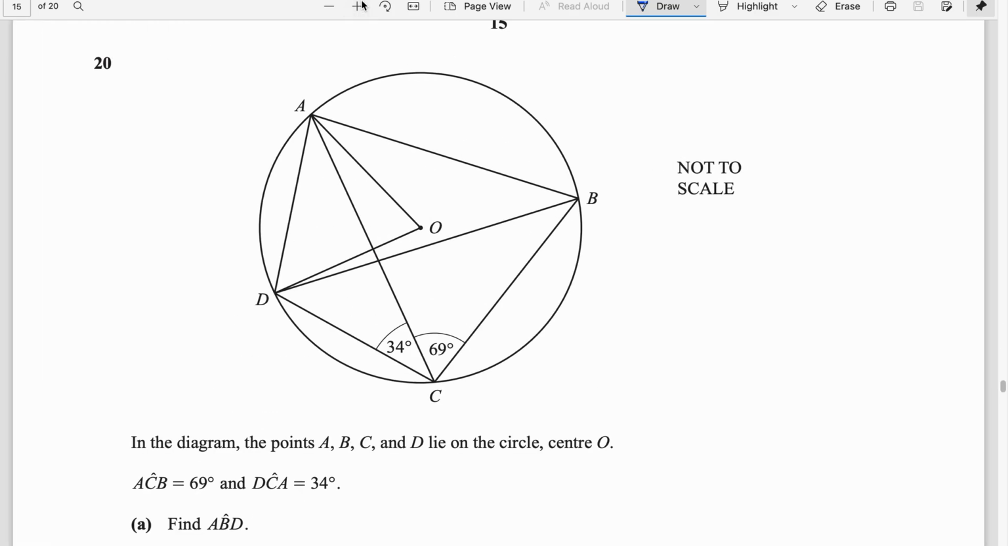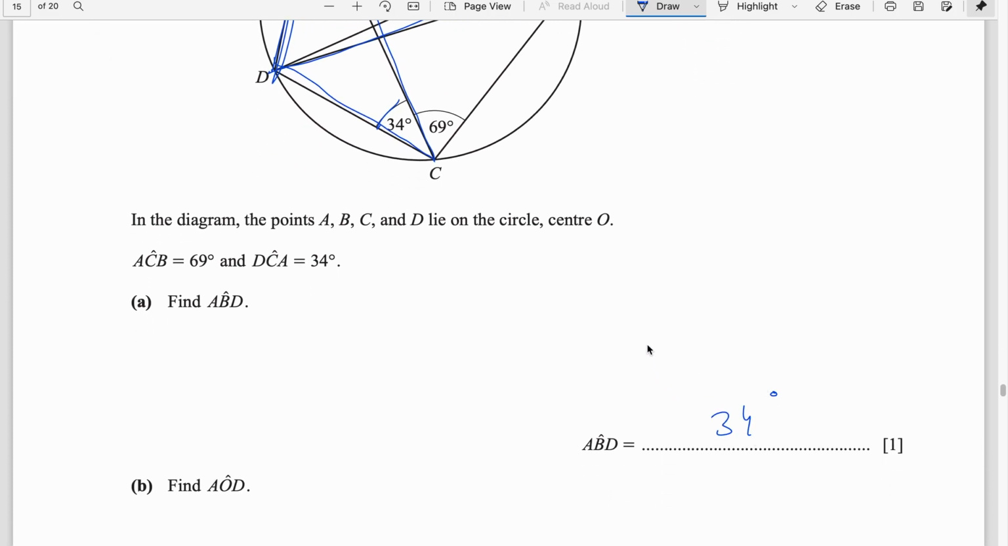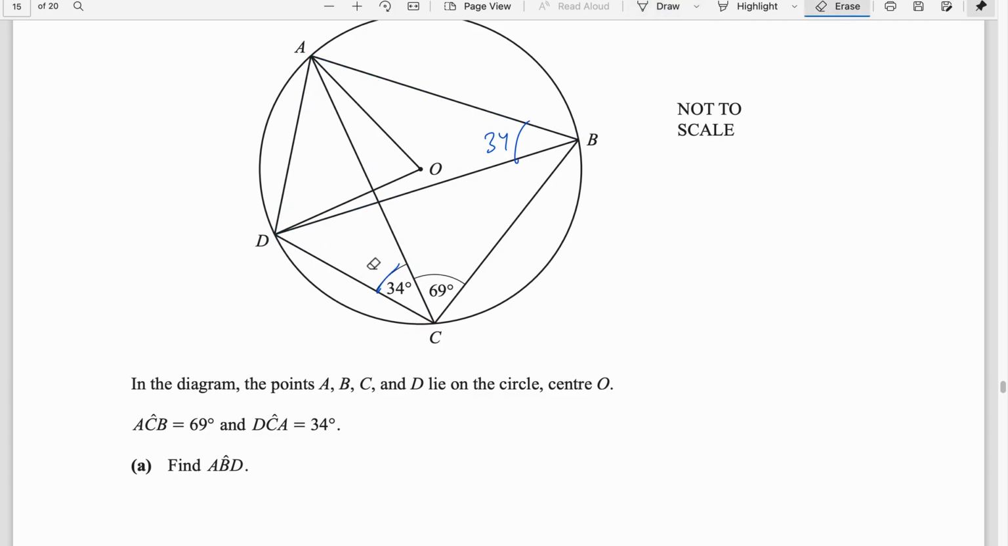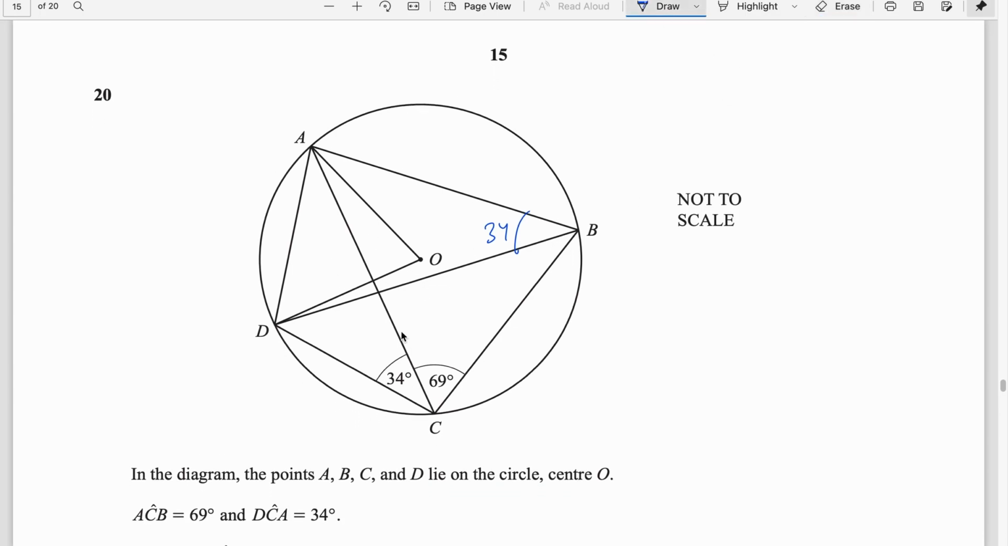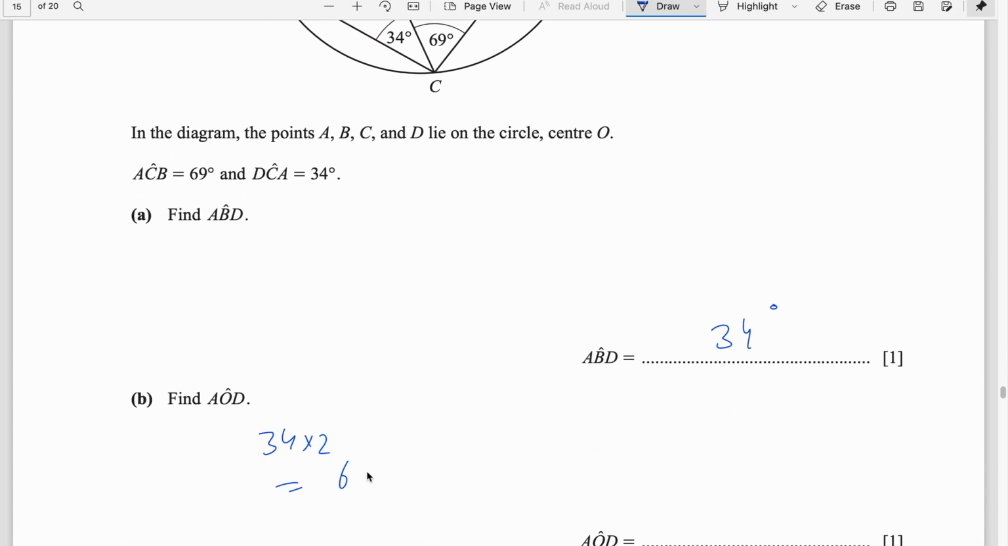Question number 20. Circles. In the diagram, points A, B, C and D lie on the circle center O. ACB is 69, DCA is 34, find ABD. So this is A, this is B, this is D. If you can figure out, you'll see that these two angles are angles in the same segment which lie on chord AD. So 34 and 34 each. ABD is 34 degrees. Second part says AOD. Angle at center is twice the angle at circumference, double of 34. So 34 times 2 is 68.